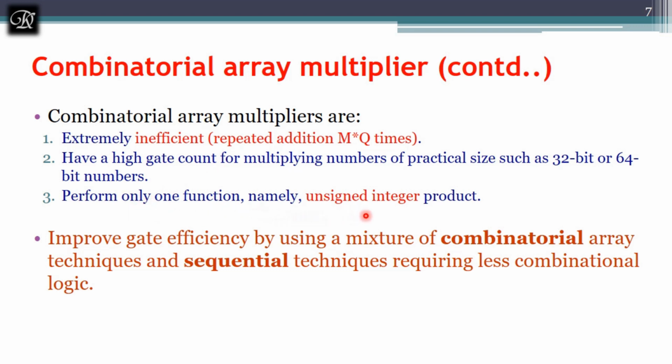They perform only one function, namely the unsigned integer product. By having all these gates, the ultimate goal is to get an unsigned product, but that alone is not sufficient. By investing so much money in the hardware, it's not efficient that I get only a product; I should get more, right? That is why we will come up with a sequential technique rather than the combinational array technique. We are going to propose a sequential technique for unsigned integer multiplication, which makes use of less hardware and generates the same answer we got in the previous discussion.